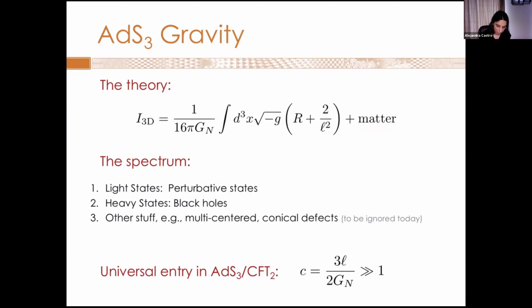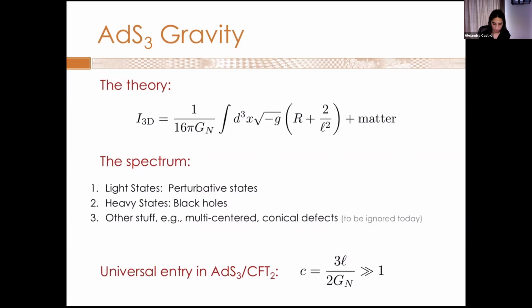Well, depending on what you put in here, and basically, from a string theory point of view, how did you get to this theory from a higher dimensional context? There will be other stuff, like multi-center configurations, or from a higher point of view, they will look like multi-center configurations. From a lower dimensional point of view, they will look like conical defects and stuff like that. But that's very theory specific, and I'm not going to impose any condition on that part of the spectrum.